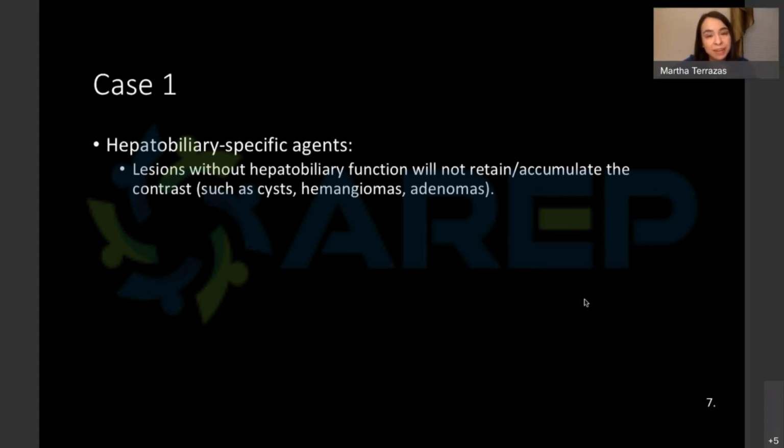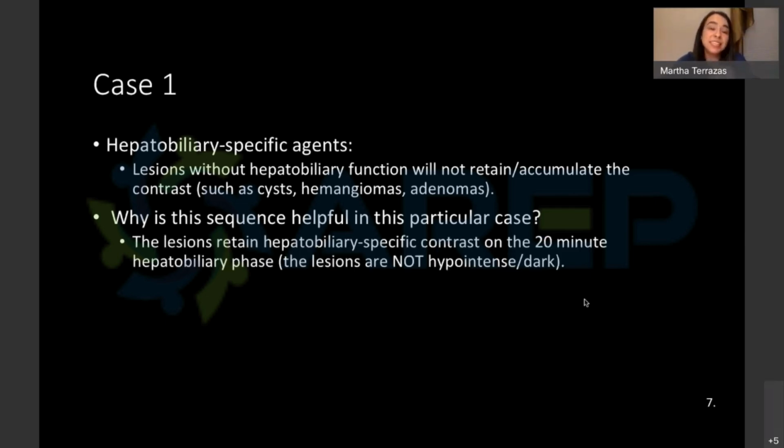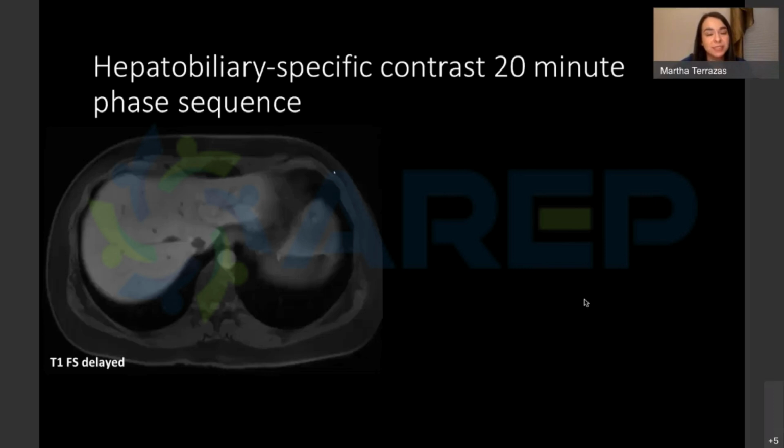So for the hepatobiliary specific agents, lesions without hepatobiliary function will not retain or accumulate that contrast, right? Even benign lesions, cysts, hemangiomas, adenomas, or even other processes such as metastases, those don't have hepatobiliary function, so they're going to be dark holes on there. And why is this sequence helpful in this case? Because these lesions did retain it, right? They were bright on that 20-minute hepatobiliary phase. They're not dark, they weren't hypointense. So they do have functioning hepatocytes.